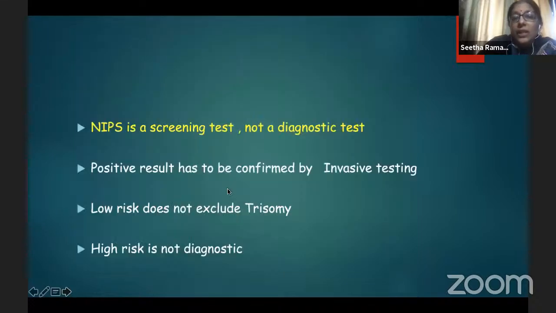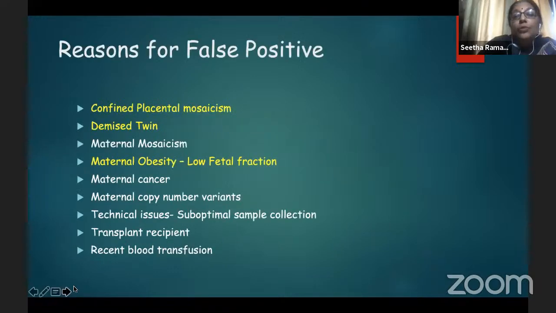So the lesson to learn is it is a screening test. It's not a diagnostic test. A positive result has to be confirmed by invasive testing, because a low risk does not exclude trisomy and a high risk is not diagnostic. And you have to know when to perform the test rather than doing it as a breakaway from invasive testing.